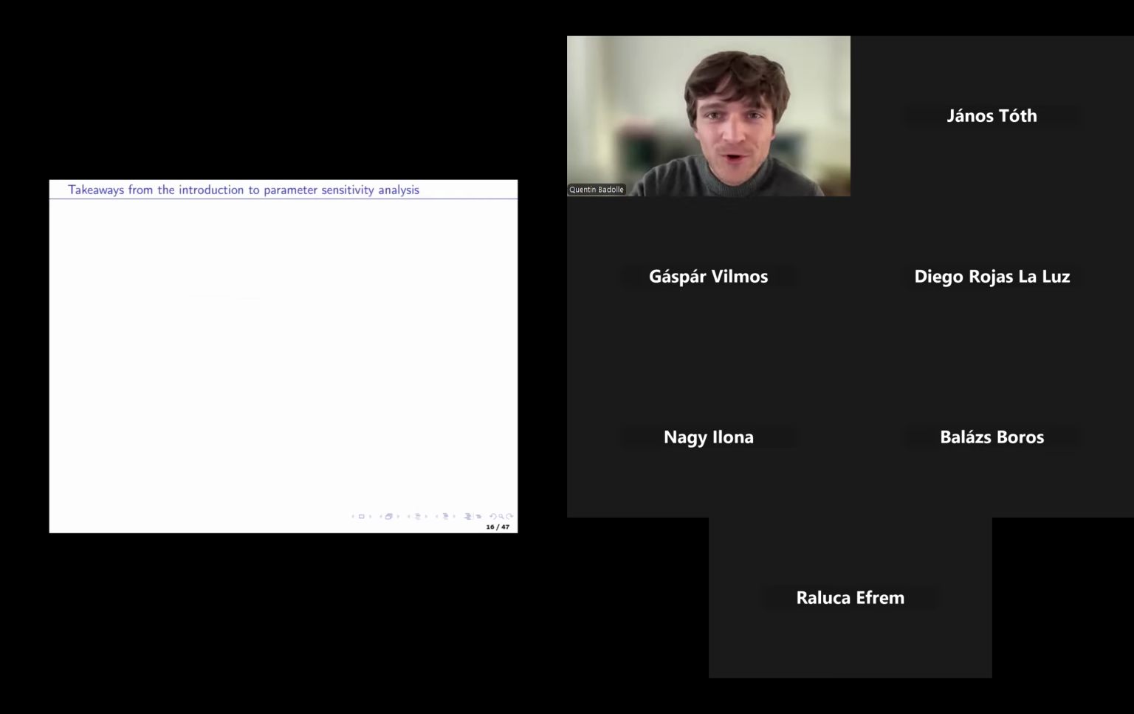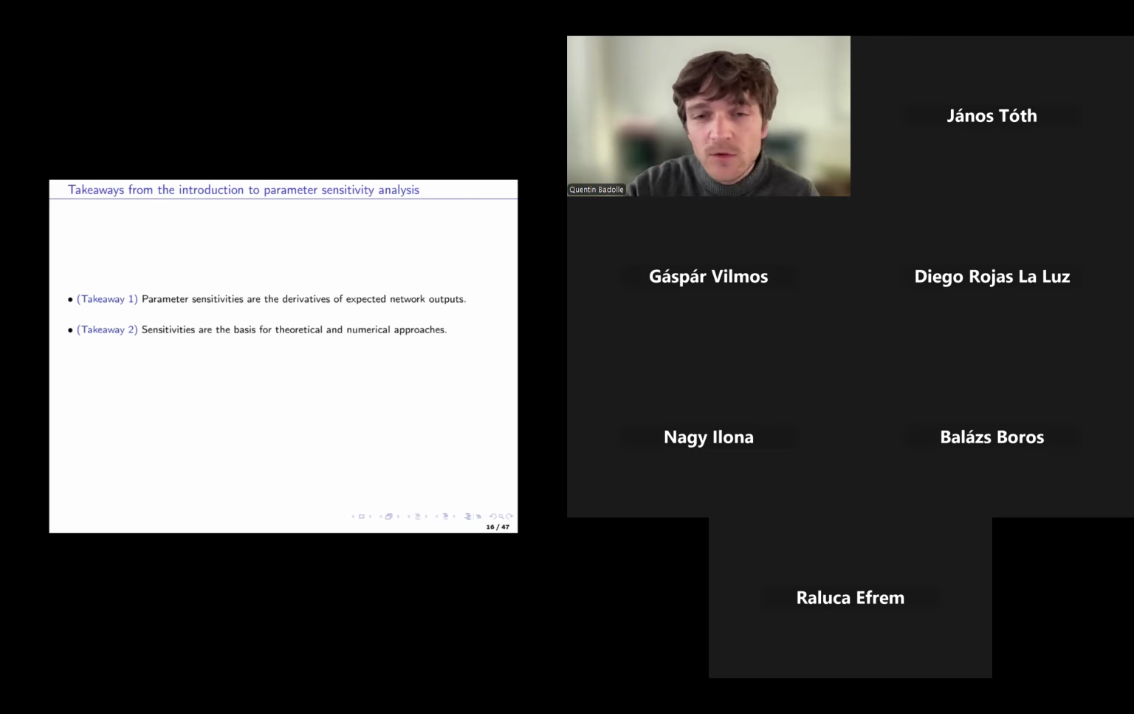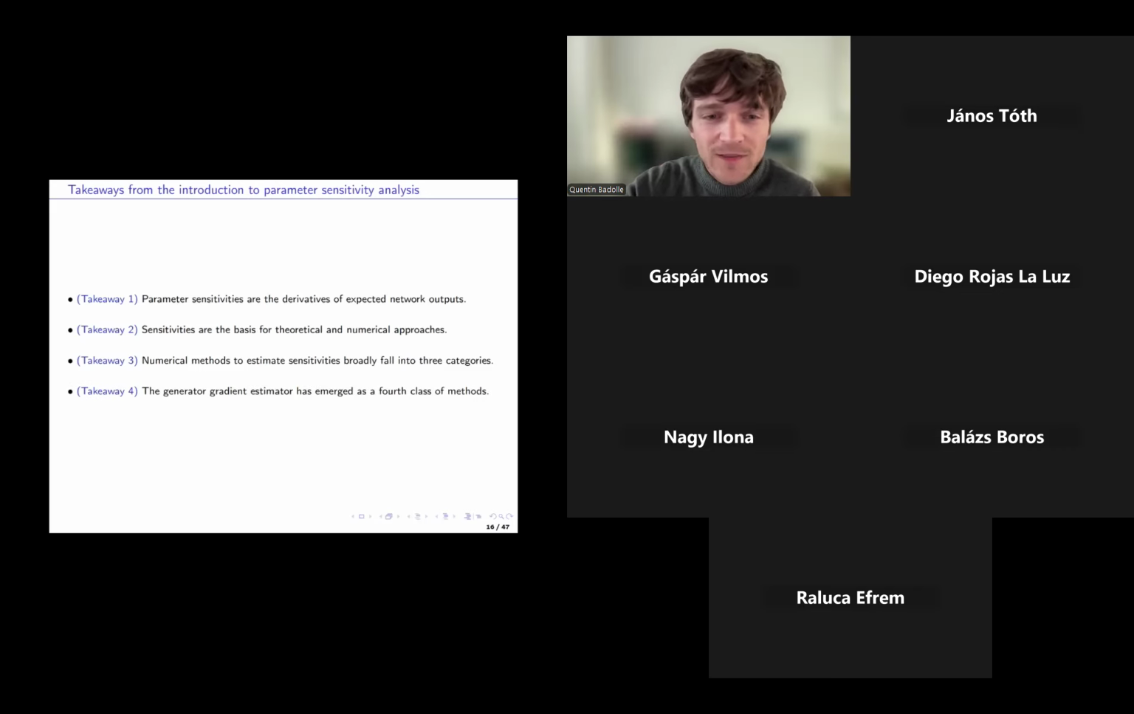So, takeaways from the introduction on parameter sensitivity analysis. First takeaway is that parameter sensitivities are defined as the derivatives of expected network outputs. Takeaway 2 is that sensitivities are the basis for theoretical and numerical approaches. Third takeaway, numerical methods to estimate sensitivities broadly fall into 3 categories. And last takeaway, the generator gradient estimator has emerged as the 4th class of methods.